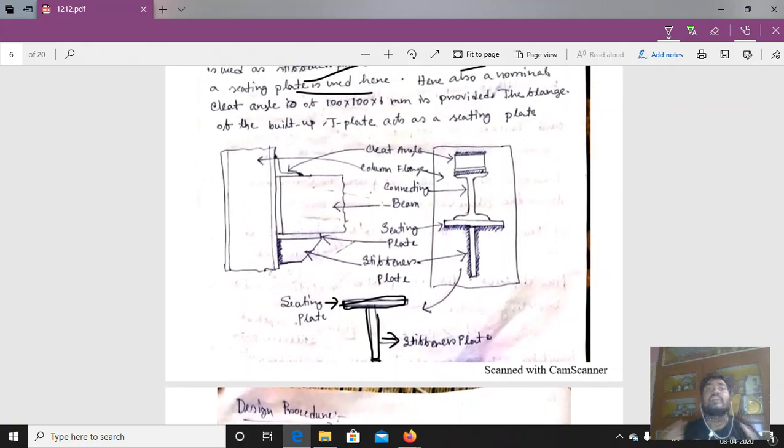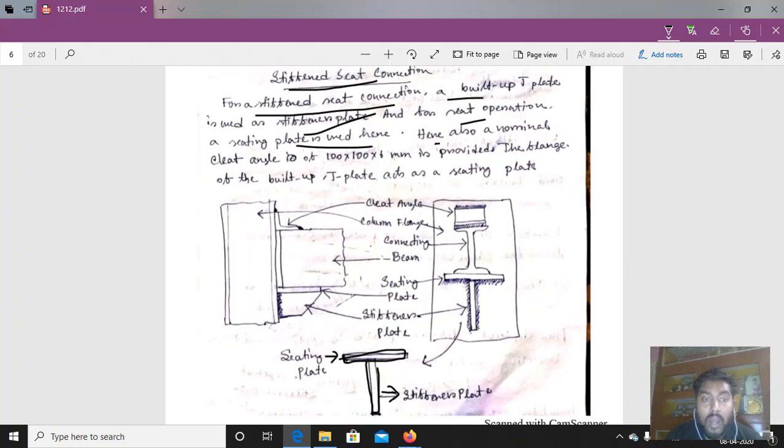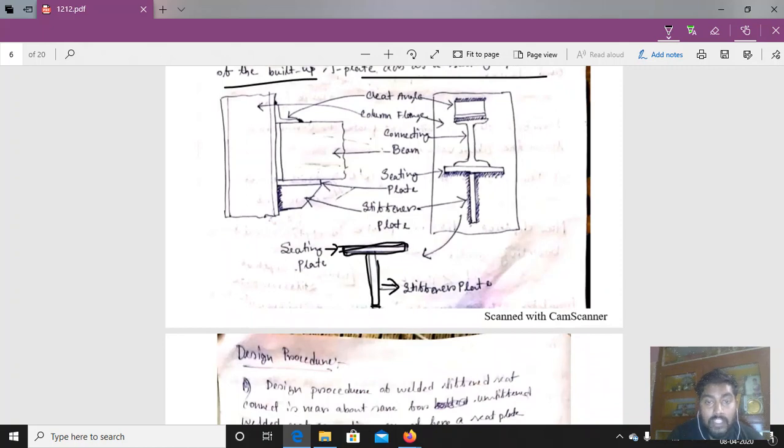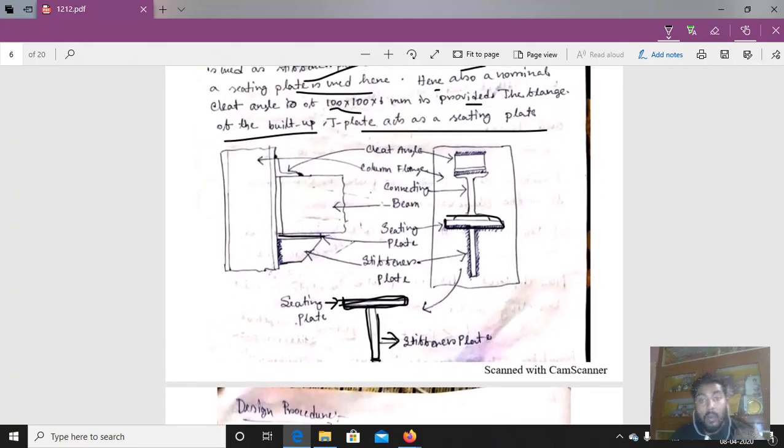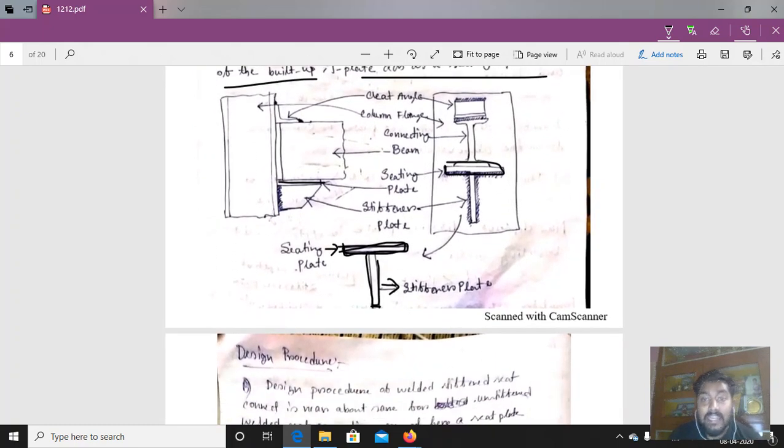Generally two plates are connected together by a built up member and used as a built up T section as a stiffener plate. Also a nominal cleat angle is provided, 100 into 100 into 6. The flange of the built up T plate acts as a seating plate here. So this is the seating plate, that is the flange of the built up T plate. Clear? So we need to design this built up T plate connection.